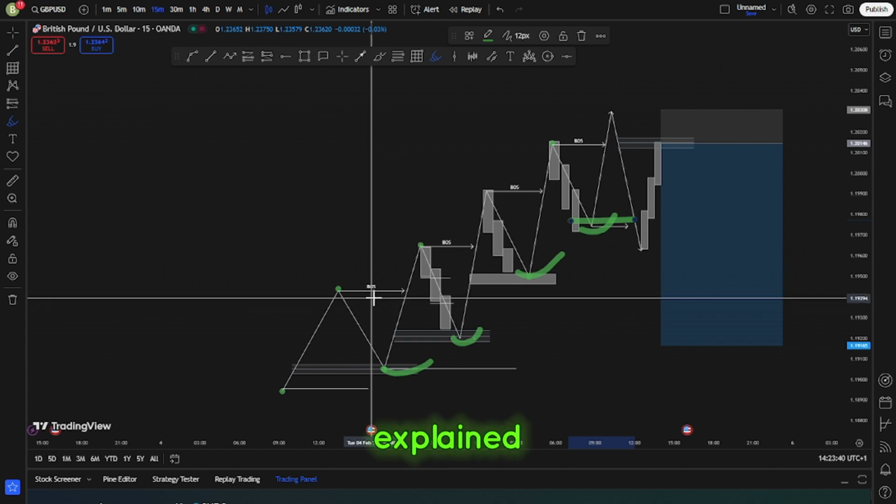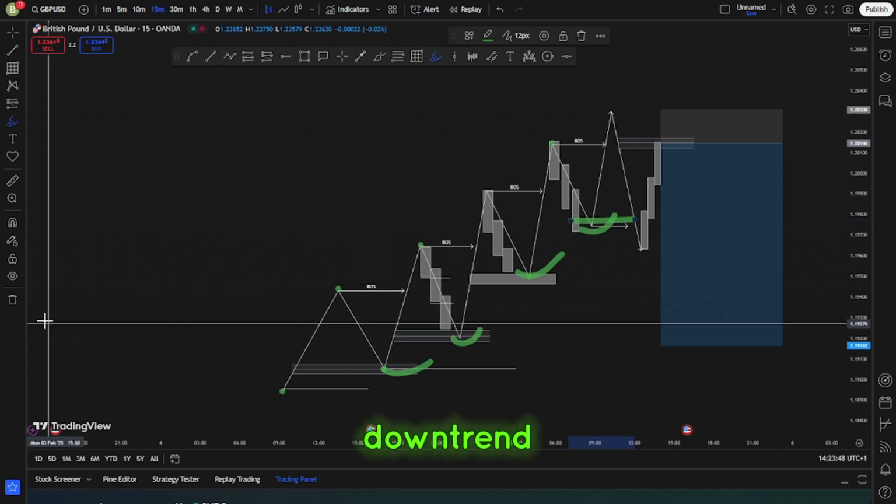So I think I've explained everything on the buy trend here, or the uptrend, and then we can get to our sell trend, guys, now, which is a downtrend.